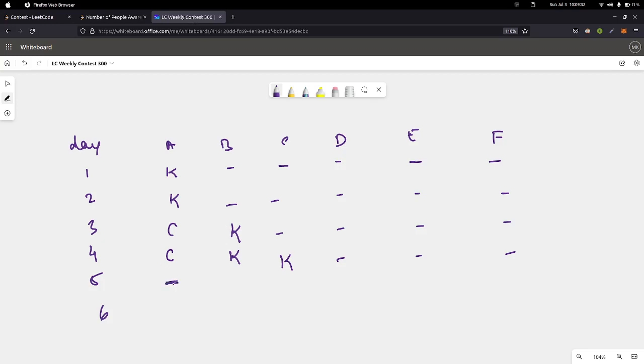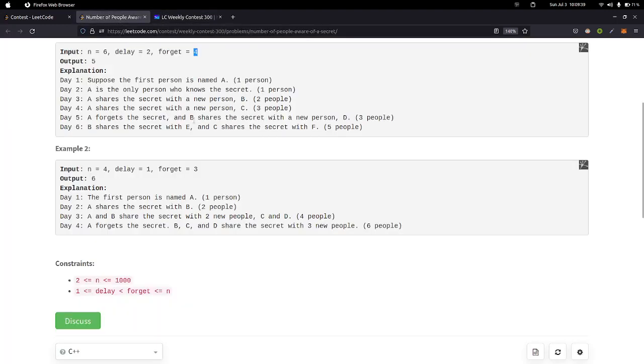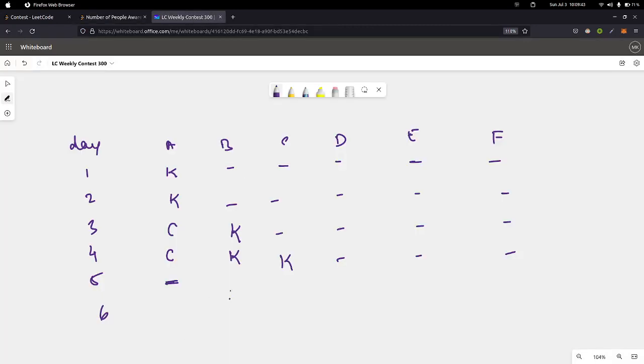He doesn't know the secret anymore. Okay. And B still knows the secret, but let's see what happens. And then on the fifth day, B shares the secret with the new person D. Okay. So B is becoming a creator on the fifth day, and C still knows the message, and D is getting to know the secret for the first time, and E, F are again empty.